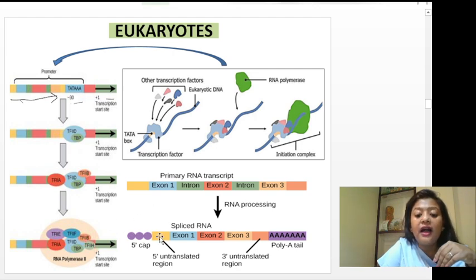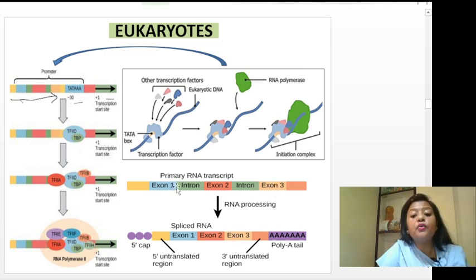And this untranslated region is the introns, because there is no information in it. So it is of no use, so it's called untranslated region. You can see out here only exon 1, exon 2 and exon 3, the blue, pink and the orange one, have been taken, and both the introns, intron 1 and intron 2, have not been taken in your splicing.